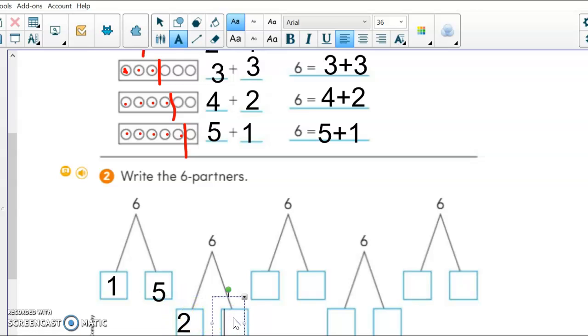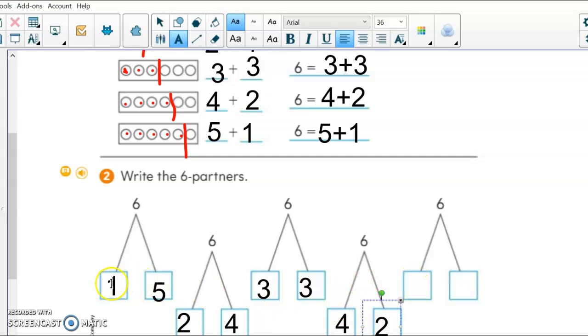2 partners with 4 to give us 6. Okay, we used 1, 2. What should we use next? 3, and we know that 3 partners with 3 to give us 6. Then we're going to use these same numbers, we're just going to switch them around. Okay, now we're going to use 4 and 2.